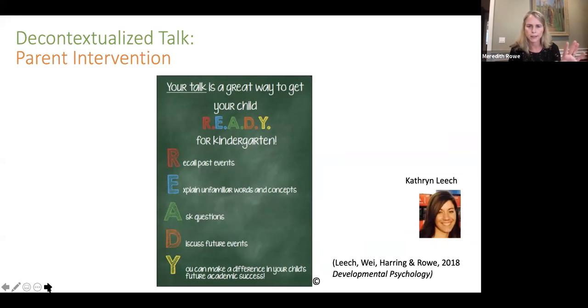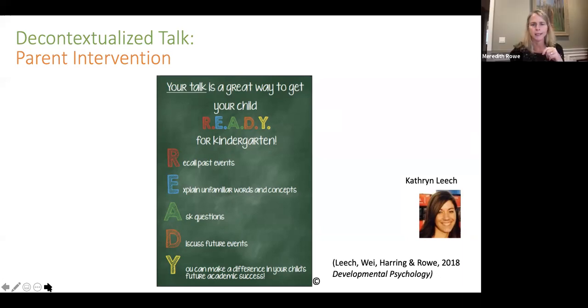And what we did was, this is just a magnet we gave the parents as a take-home reminder, but the intervention itself was a 15-minute video where we presented each letter one at a time. And each letter also had videos that followed it of examples of actual parents and their children engaging in these kinds of conversations. So parents would see the R, recall past events, and then they would see a couple little videos of a parent and their child talking about something they did recently.